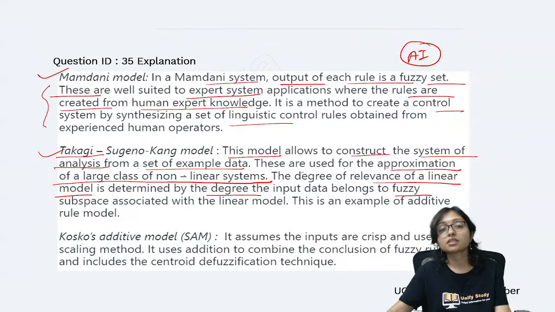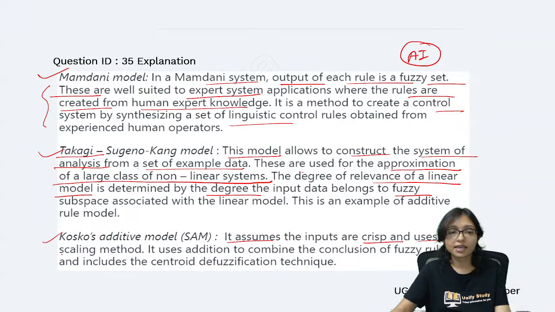This is the Takagi model. Next one is the Cosco model. The Cosco additive model assumes the inputs are crisp and uses the scaling method, and it uses addition to compute the conclusion of the fuzzy rule.